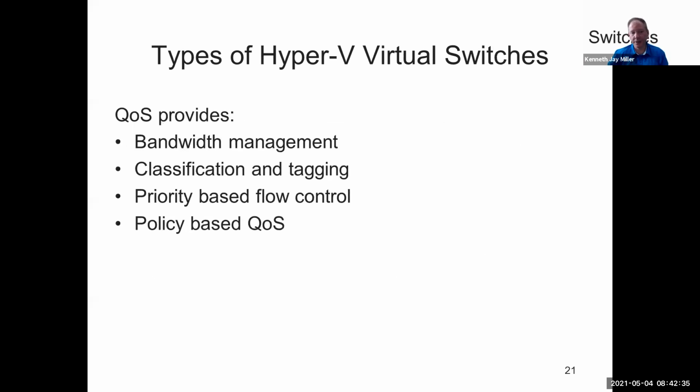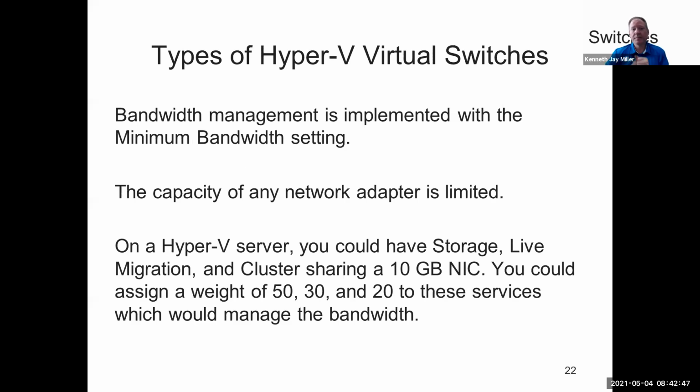And the way we can do that is with bandwidth management, classification and tagging, priority-based flow control, and then policies to enforce our quality of service. All right, so bandwidth management is used with that section of the network card. Now, the fastest wired connection right now is 10 gigs. We could team 10 gigs to get bigger than 10 gigs, and we could easily do that, but the way we assign the bandwidth is with the weighting.